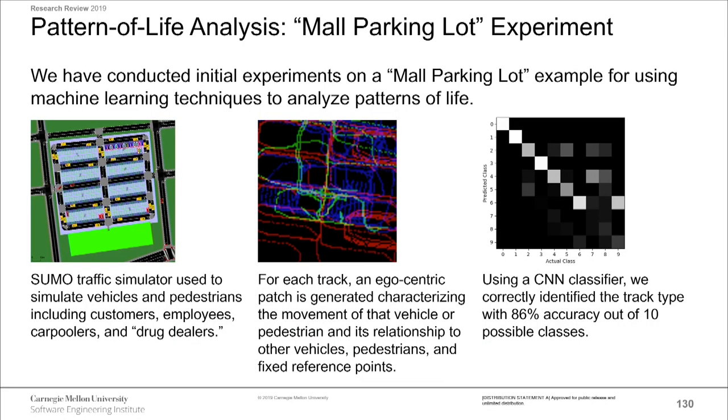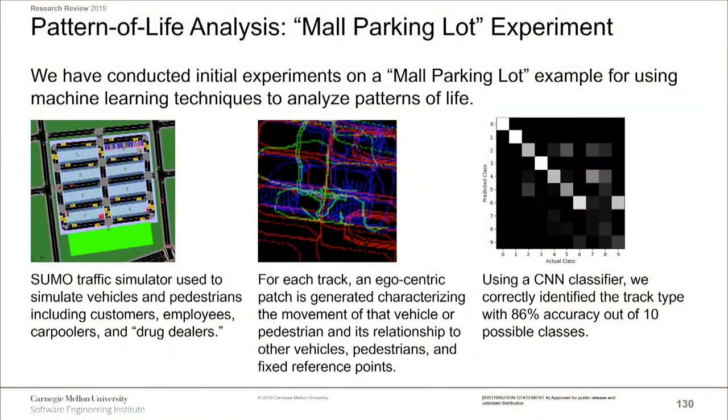And so now we're going to take that activity representing the egocentric patch, and we're going to use traditional image analysis machine learning algorithms such as CNNs, convolutional neural nets, and train a classifier to detect this. Once we did that, we found that we were able to correctly identify the track type with 86% accuracy.